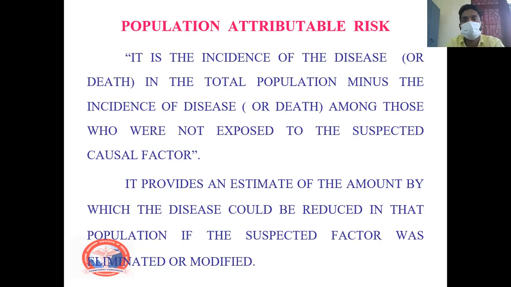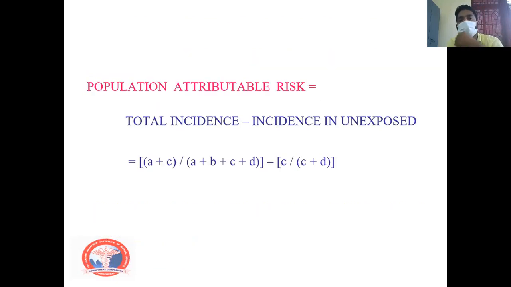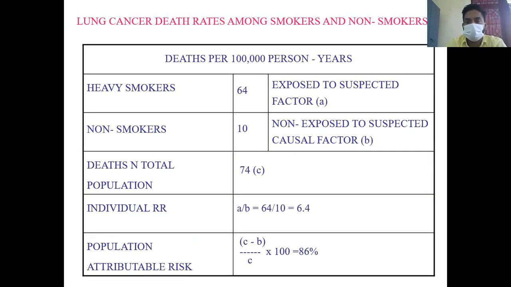Then comes population attributable risk. It is the incidence of disease or death in the total population minus the incidence of disease among those who are not exposed to the suspected causal factor. It provides an estimate of the amount by which the disease could be reduced in that population if a suspected factor was eliminated or modified. So population attributable risk is total incidence minus incidence in unexposed. A plus C divided by A plus B plus C plus D minus C divided by C plus D.